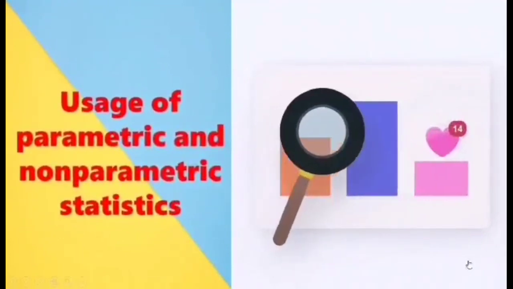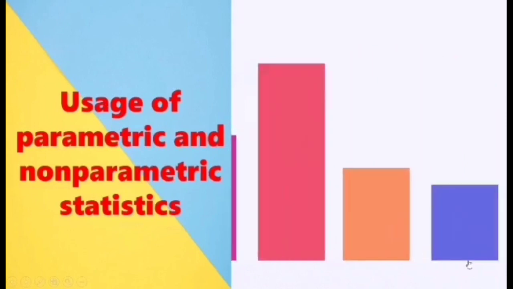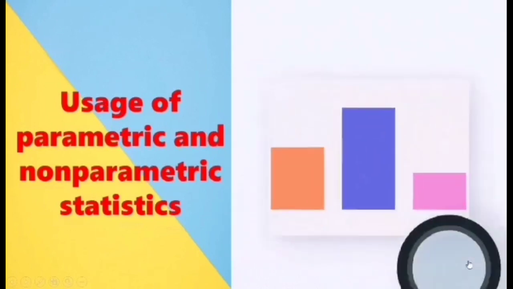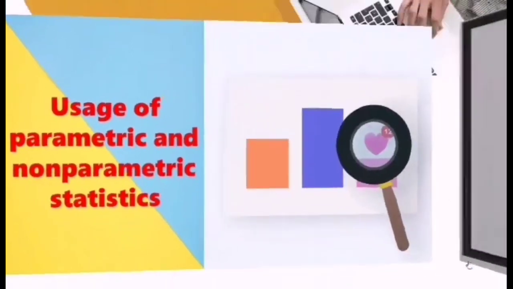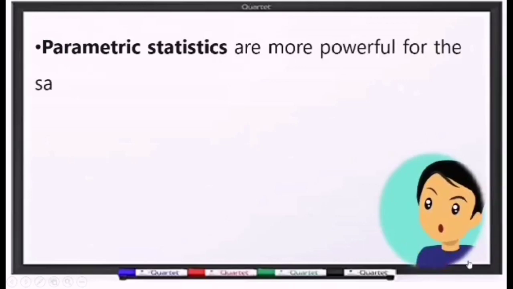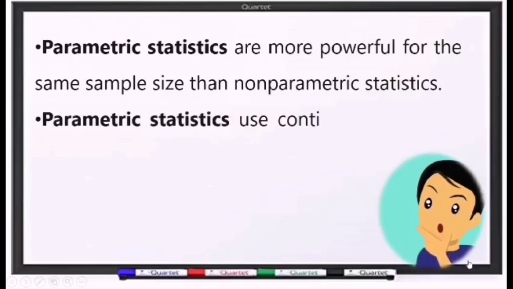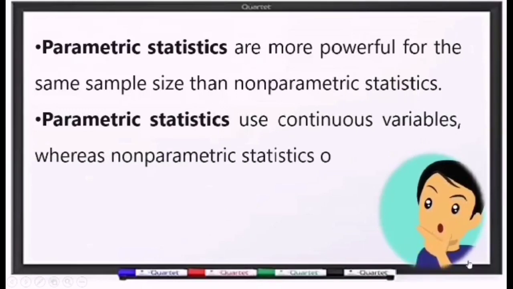Usage of parametric and non-parametric statistics. Parametric statistics are more powerful for the same sample size than non-parametric statistics. Parametric statistics use continuous variables, whereas non-parametric statistics often use discrete variables.